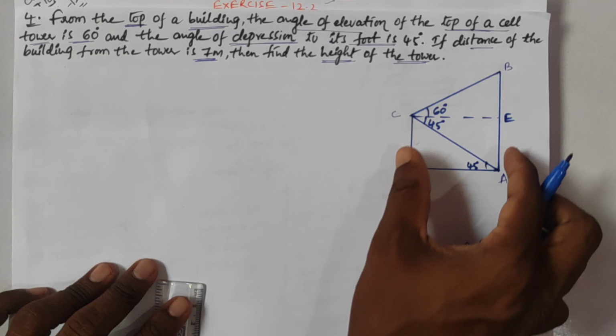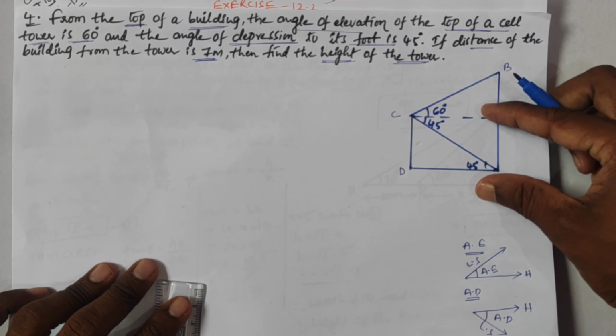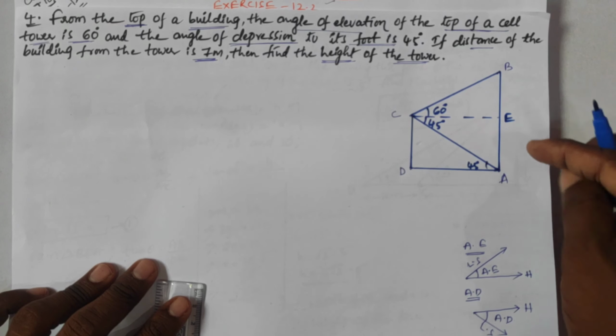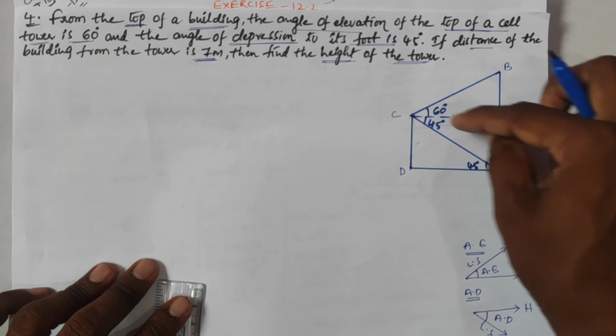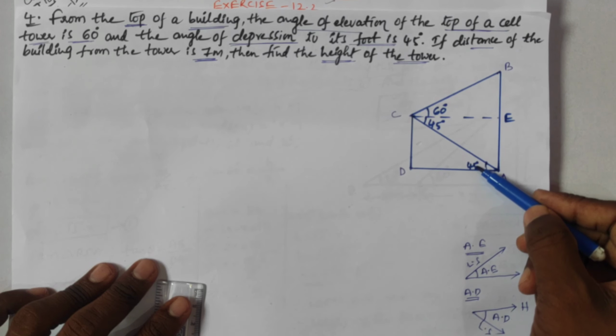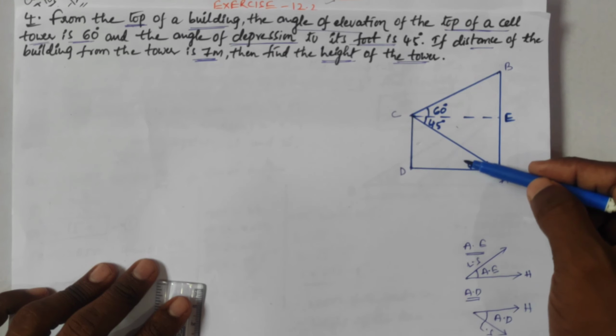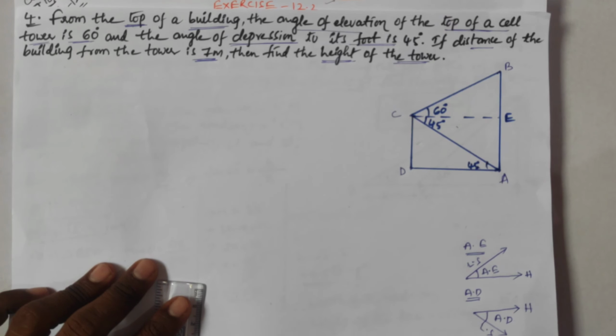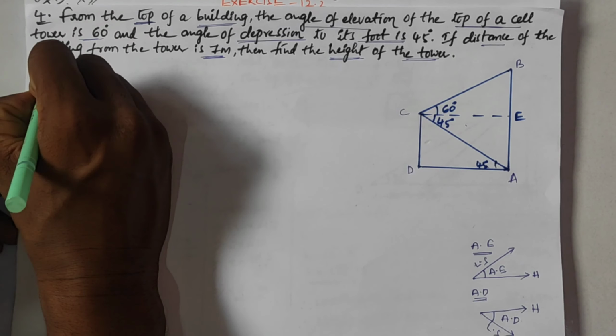Clearly here AD is parallel to EC. These two are parallel lines, right? Now this is a transversal line. This line is intersecting these parallel lines at distinct points. Now we can say angle 45 is equal to angle 45 because these two are alternate interior angles. Now first we will write the given data.